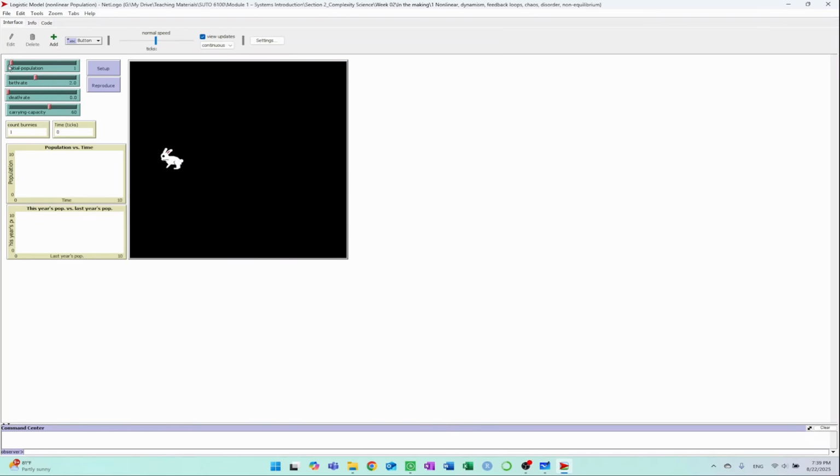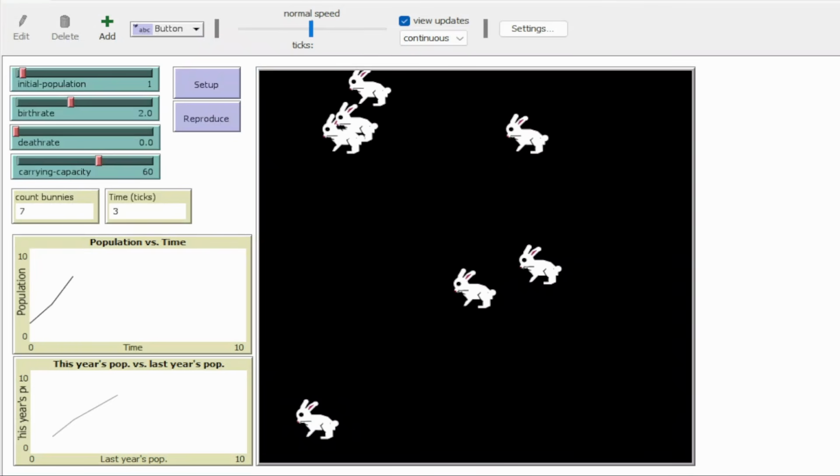If we have an initial population of 1 with a birth rate of 2, death rate of 0, and 60 carrying capacity, if we set up this model and reproduce, at time 1 we have 2 rabbits, time 2 we have 4, and time 3 we have 7 rabbits. We already talked about this function not being linear. Let me zoom in for a better view. We already know that this is not linear, and it is actually sublinear because it's a logarithmic function.